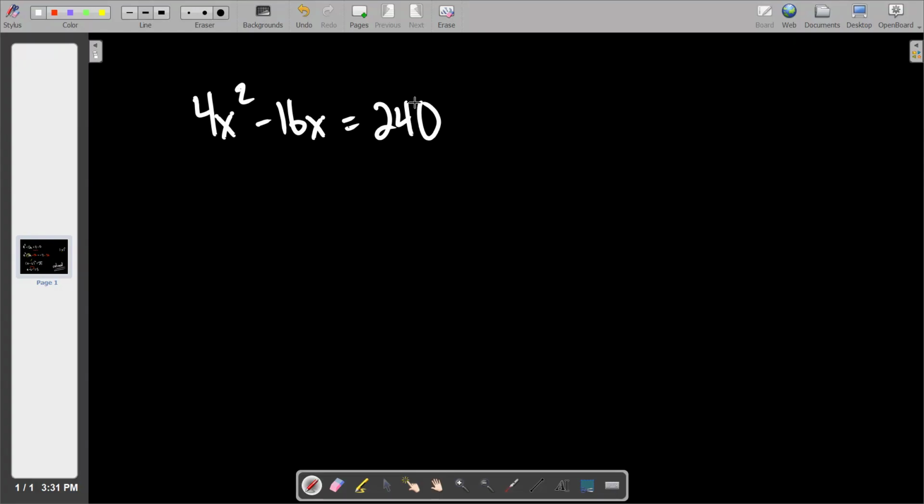Usually we have to move things around, but everyone's right where we need them. We're just going to divide everything by 4. So we're going to wind up with x squared minus 4x plus a void equals 60. Are you with me so far? And then we're going to follow the algorithm. We're going to take half of -4, which is -2. We're going to square that, and then we're going to add 4 to complete the square.